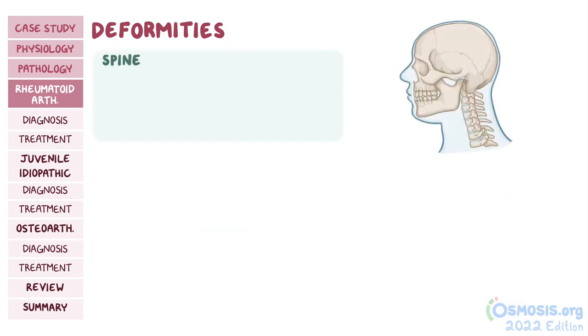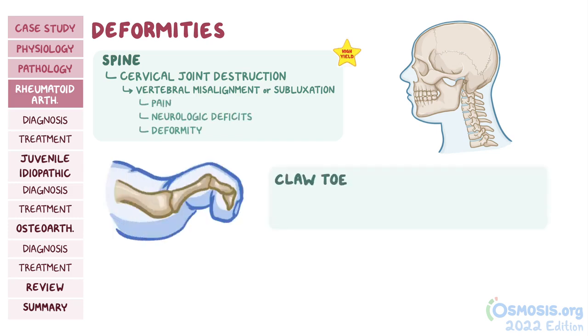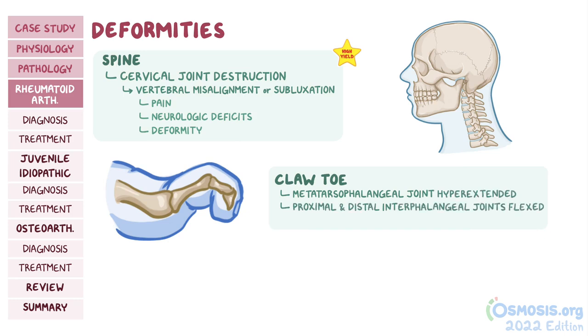Now, if the spine is involved, cervical joint destruction can lead to vertebral misalignment or subluxation, causing pain, neurologic deficits, and deformity. Finally, there can also be toe deformities, like the claw-toe deformity, where the metatarsophalangeal joint is hyperextended, while the proximal and distal interphalangeal joints are flexed. This makes affected toes look like bird claws.